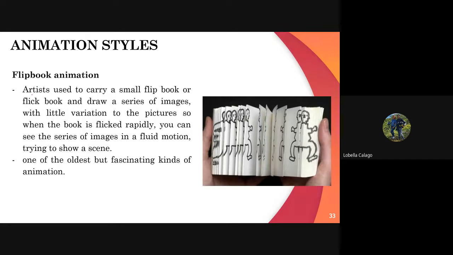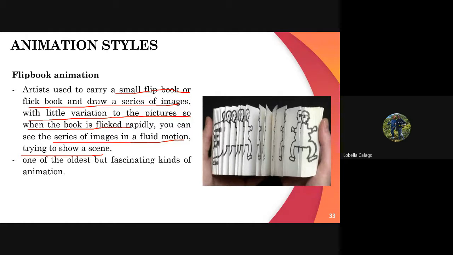So flipbook animation, you carry a small flipbook or flick book and draw a series of images with little variation to the pictures. So when the book is flicked rapidly, you can see the series of images in a fluid motion trying to show a scene. So one of the oldest but fascinating kinds of animation. So you can try this one also in creating the flipbook animation.